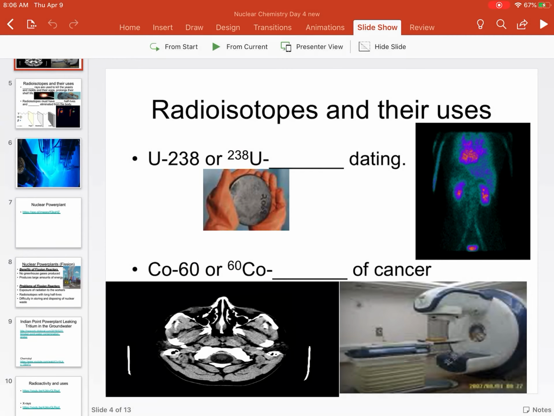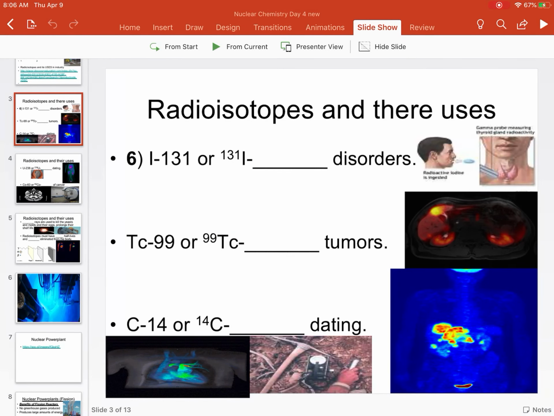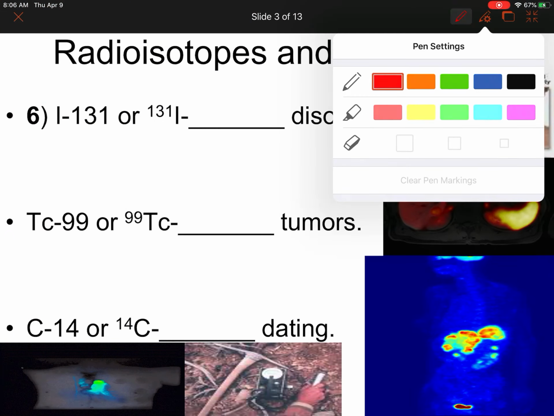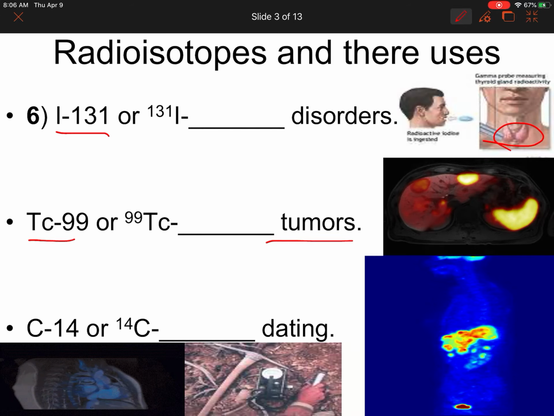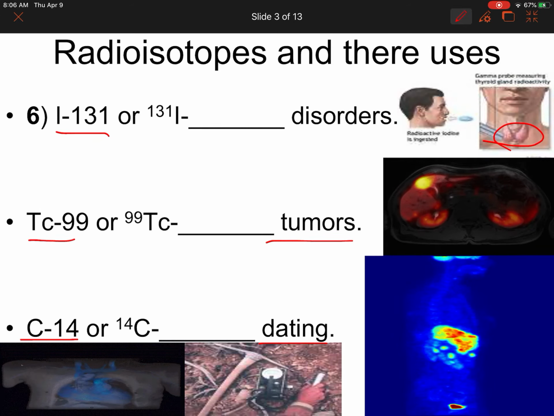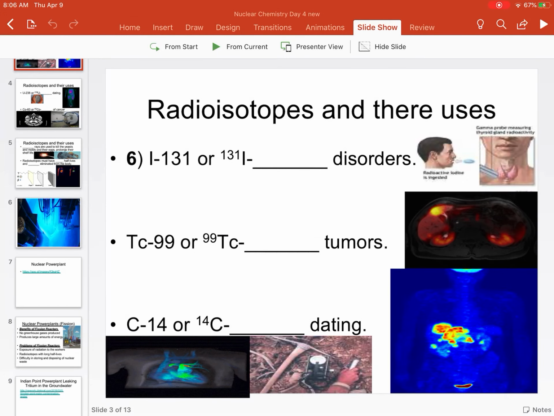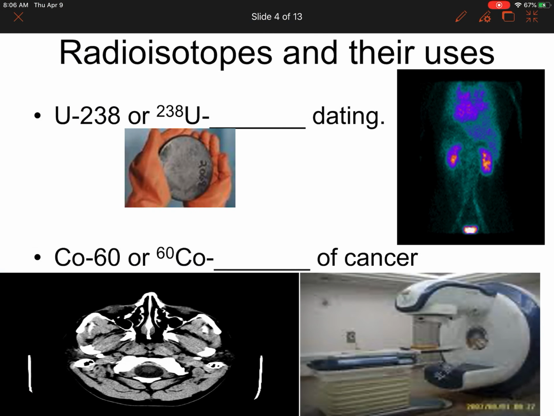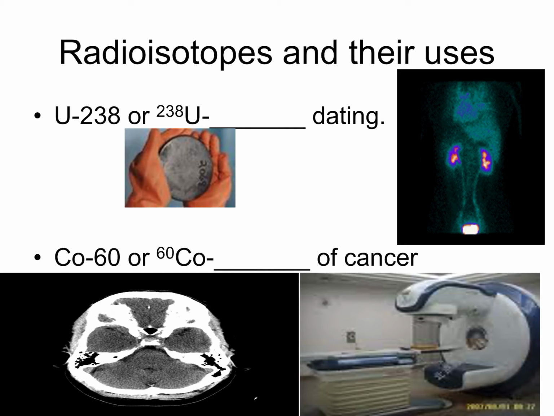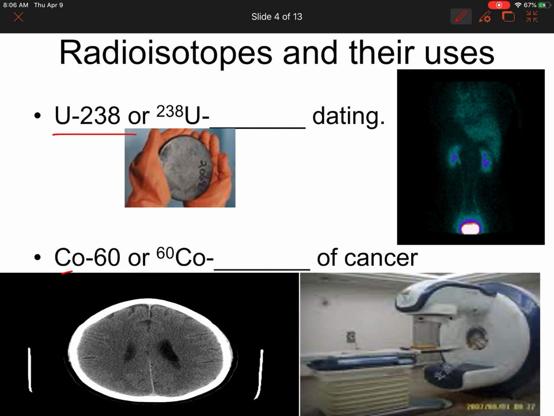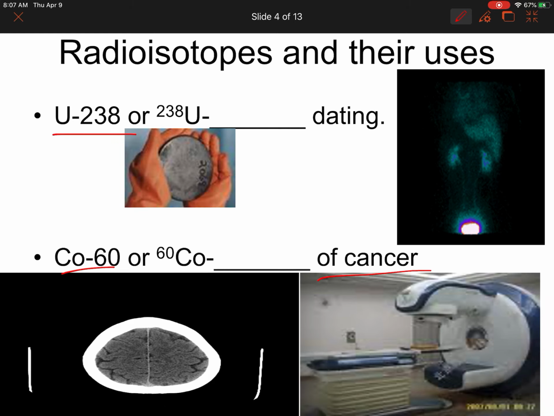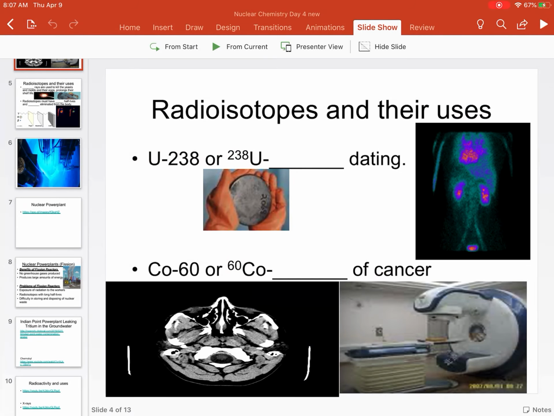Okay, so let's recap what we learned so far, guys. We learned so far that iodine 131 is for thyroid disorders. TC99, this over here, TC tumor, is for brain tumors. Carbon 14 is organic dating. Next over here is U-238. We said that's mineral or geological dating. And cobalt 60 is for the treatment of cancer. Okay, let's move on.